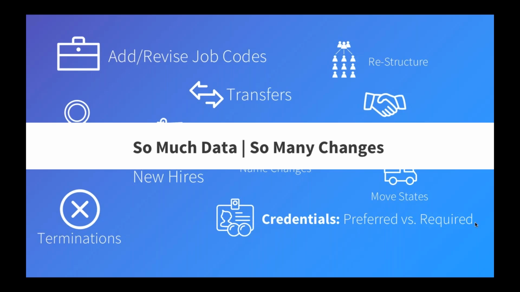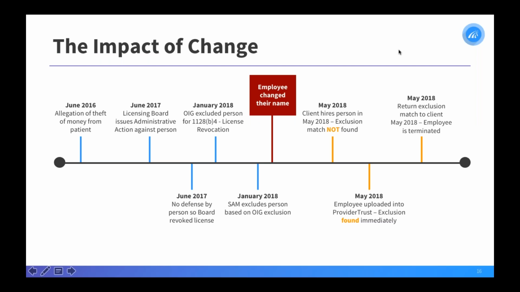So Donna is going to show you a quick example of what happens if we collect all the right data, but even if something updates along the way and we don't catch it, kind of what's a real life example of the impact of change? Thanks, Dave. So this is an example of an actual client of ours who had this situation.